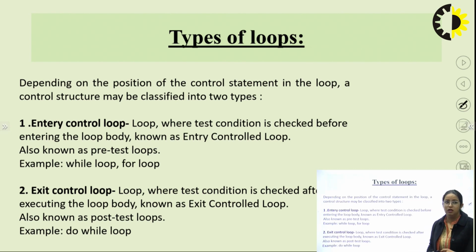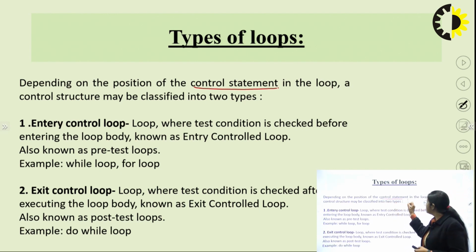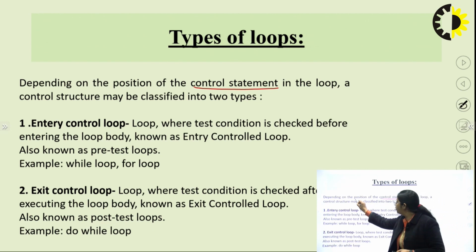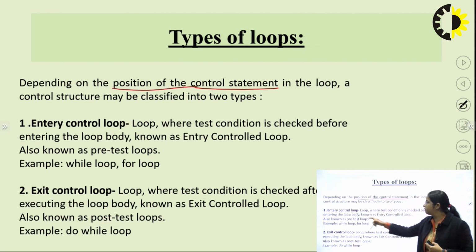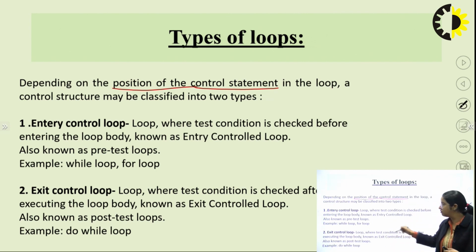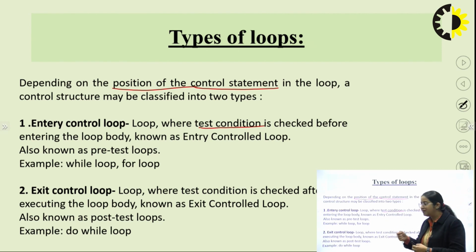Basically we have two types of loop depending upon the control statement. That means depending upon the position of the control statement, we have two types of loop. The first is the entry control loop and the second one is the exit control loop. What is an entry control loop? Entry control loops are those loops where the test condition is checked first, okay, then we enter into the loop.